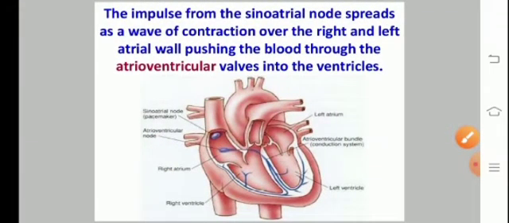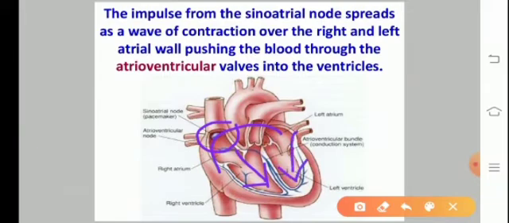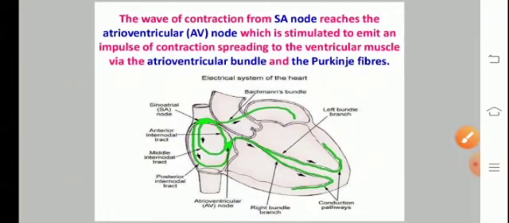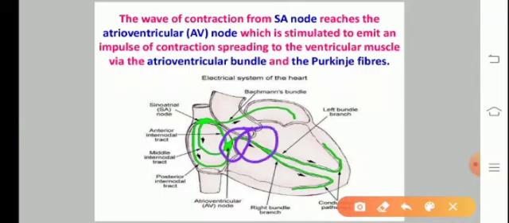The impulse from the sinoatrial node spreads waves of contraction over the right and left auricles and makes them contract and push the blood into the ventricle through the atrioventricular walls. The wave of contraction from the SA node reaches the AV node, the atrioventricular node, which is stimulated to emit an impulse of contraction, spreading into the ventricular muscles via the atrioventricular bundle. This is known as the atrioventricular bundle, or bundle of His. Then it bifurcates and reaches the heart muscles and makes them contract.